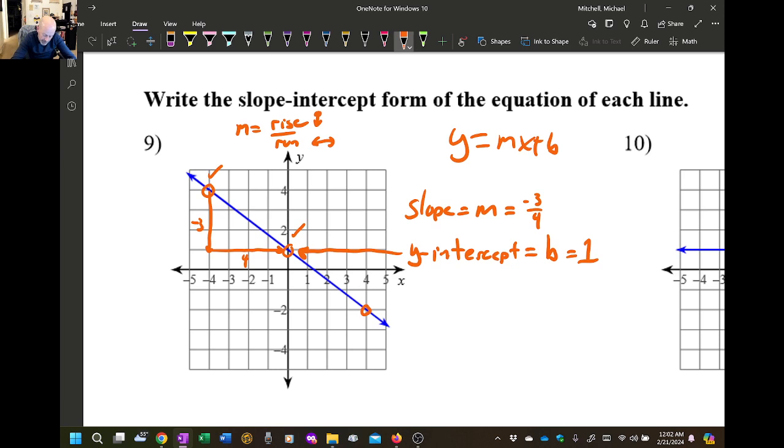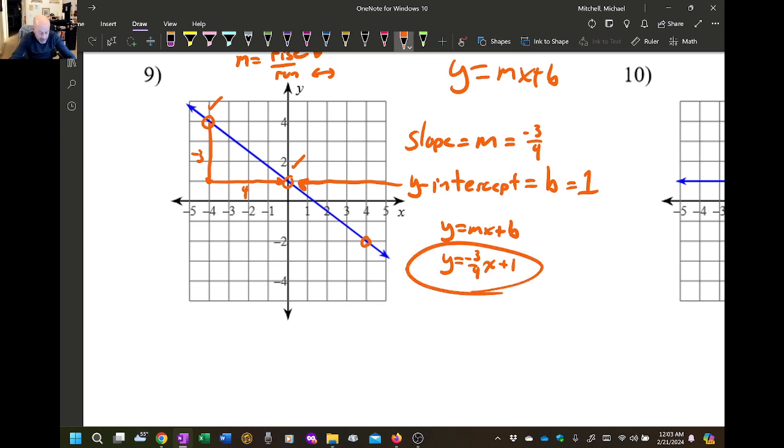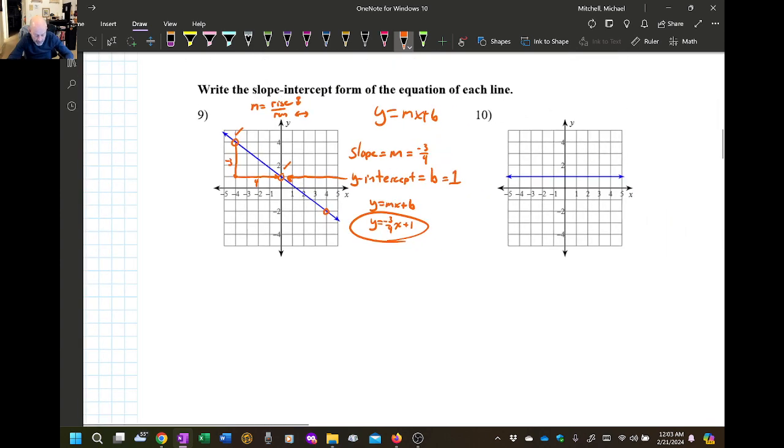Now I've got all my information, and it's just putting it again into that y = mx + b, which is going to be y = -3/4 x + 1, and there is our answer for that. So you're just doing it right off the graph.